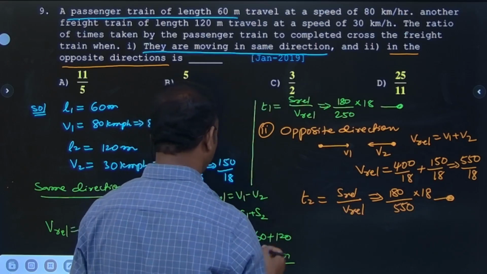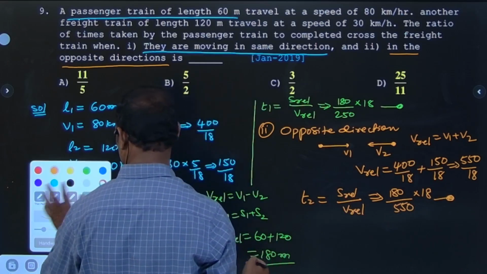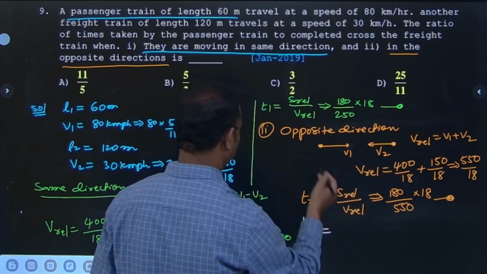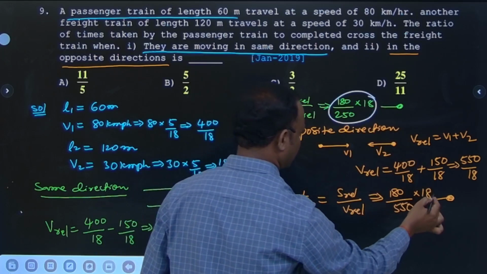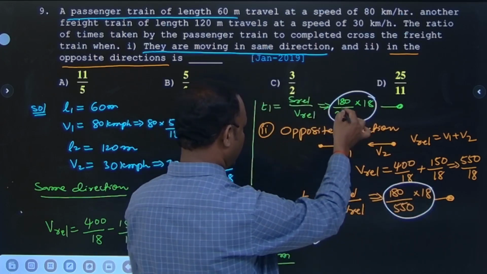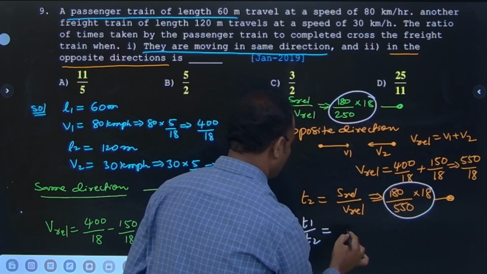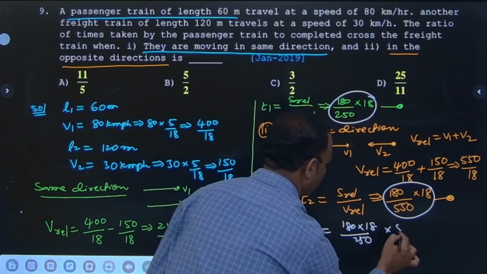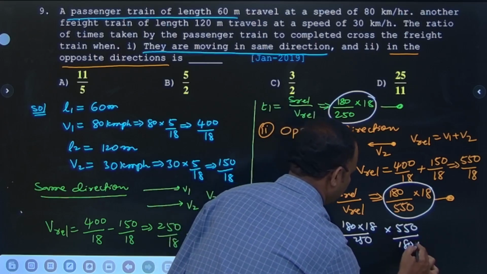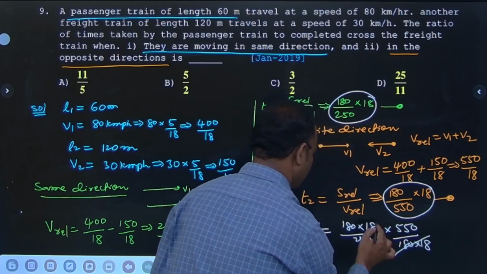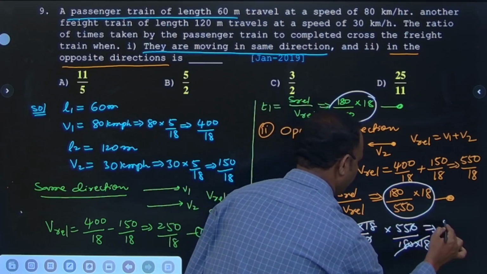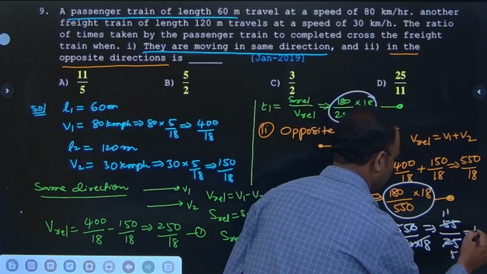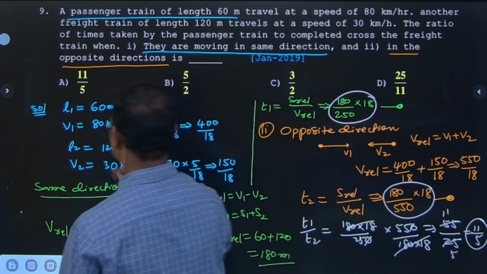Now I'm talking about T1 by T2. T1 is this and T2 is that. So 180 into 18 by 250, and taking the reciprocal, 550 by 180 into 18. The 18s cancel, the zeros cancel, leaving 55 by 25. 5 fives are 25, 5 elevens are 55. So the answer is 11 by 5, that is 11 is to 5.